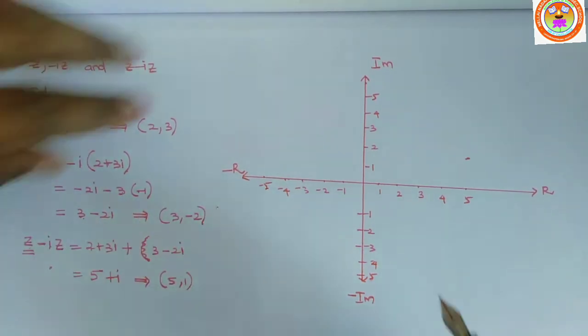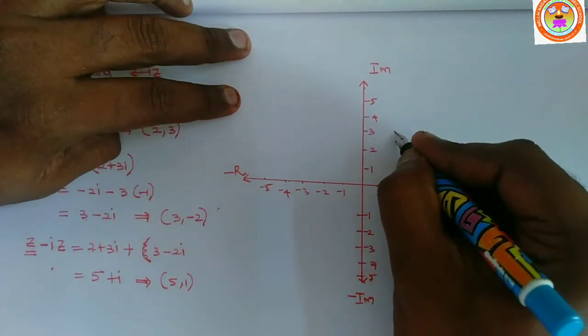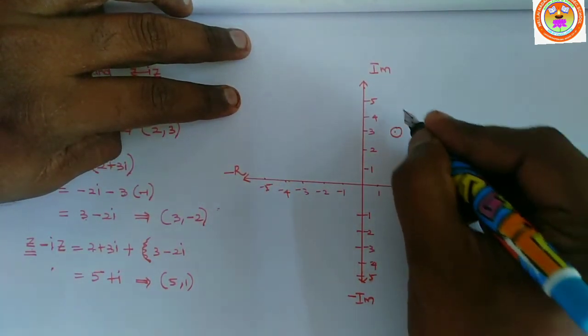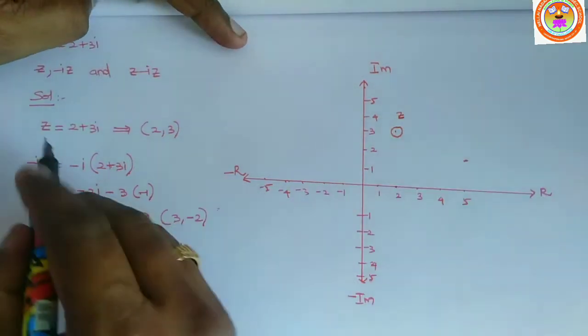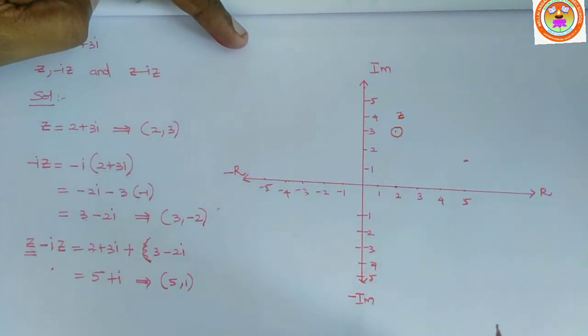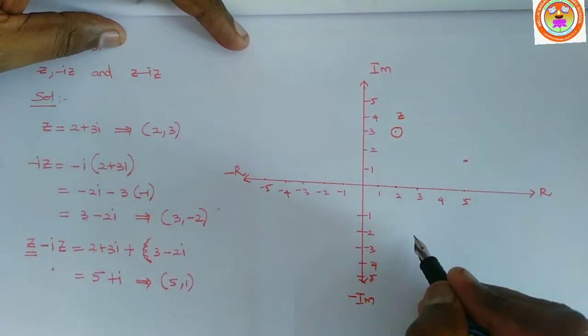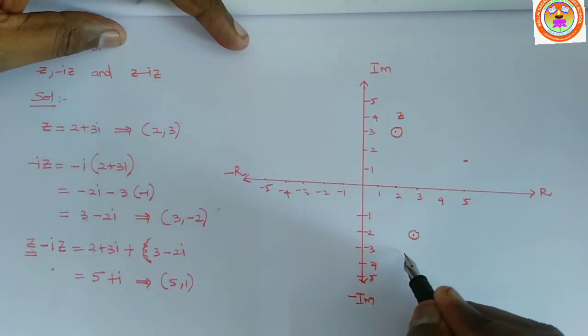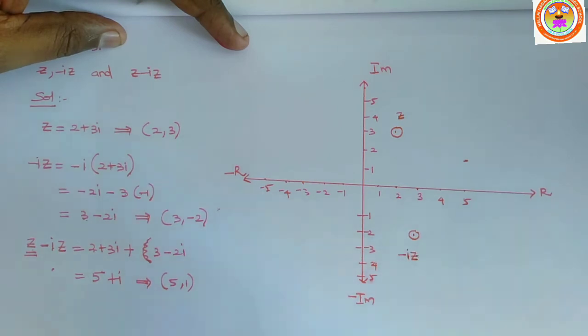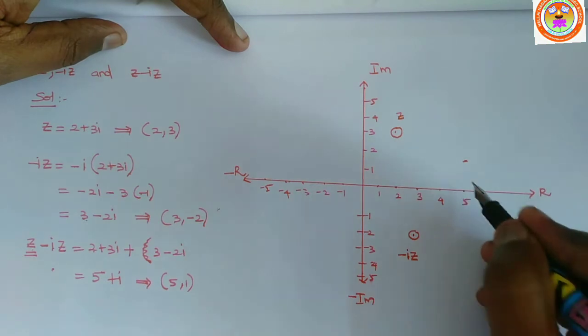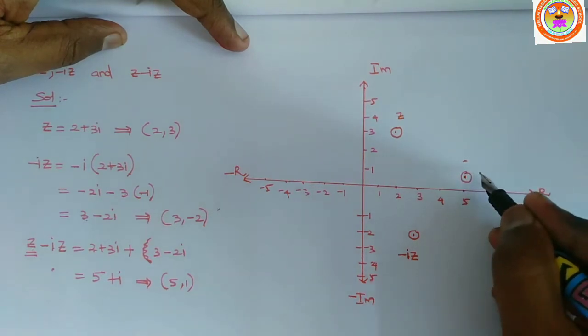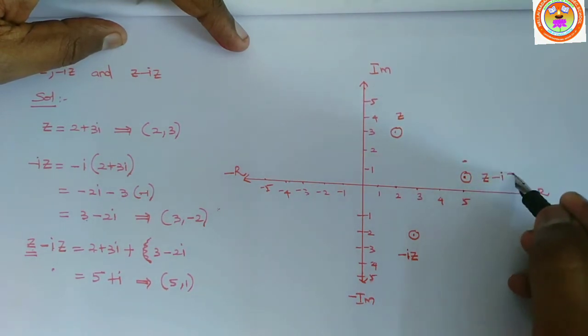The first point is 2 comma 3. 2 is present here, 3 is present here. 2 comma 3 is nothing but z. Next, minus iz, the point is 3 comma minus 2. 3 is present here, minus 2 is present here. This is minus iz. The last value is 5 comma 1. 5 is present here, 1 is present here. 5 comma 1 is nothing but z minus iz.